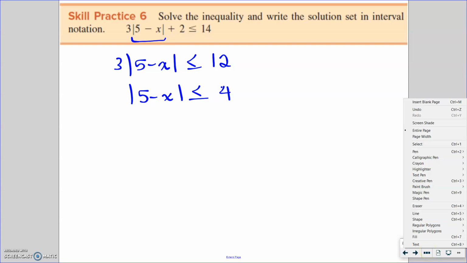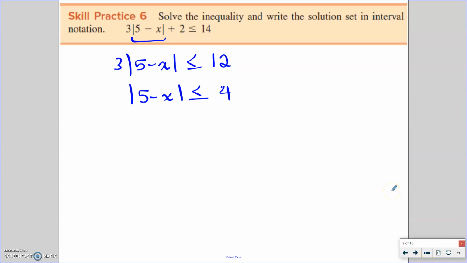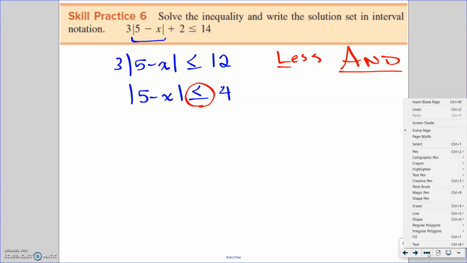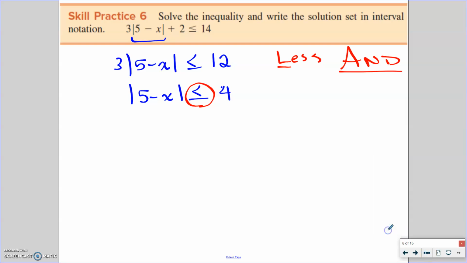So now I'm looking at this and I see that my absolute value bars are isolated. So now I am free to determine if I need an and statement or an or statement. And based on this being a less than, that means and. So an and statement means I need to put my 5 minus x in between a negative 4 and a positive 4.